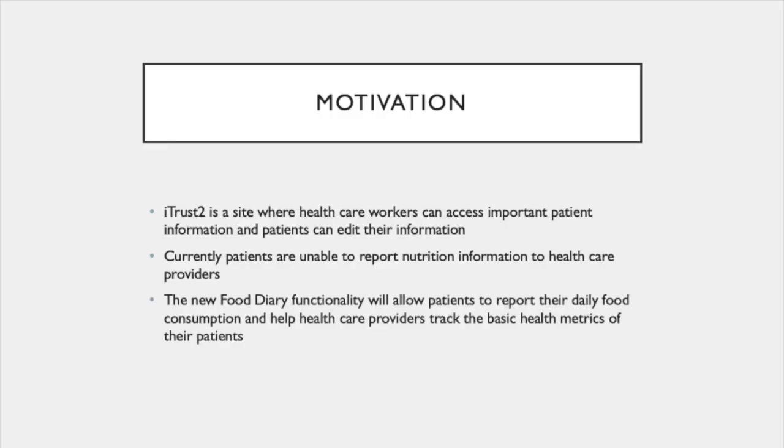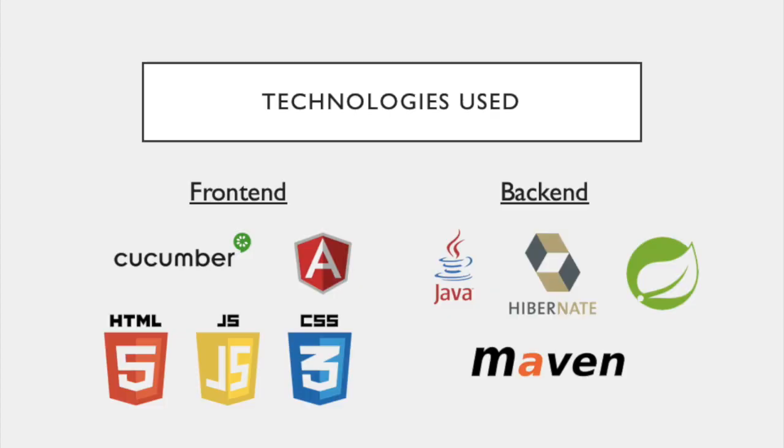iTrust2 is a site where healthcare workers can access important patient information, and patients are also able to edit said information. However, currently patients are unable to report nutrition information to their healthcare providers. With our new food diary functionality, patients will be able to report daily food consumption, and healthcare providers will also be able to track their patients' basic healthcare metrics in order to make better decisions about prescriptions.